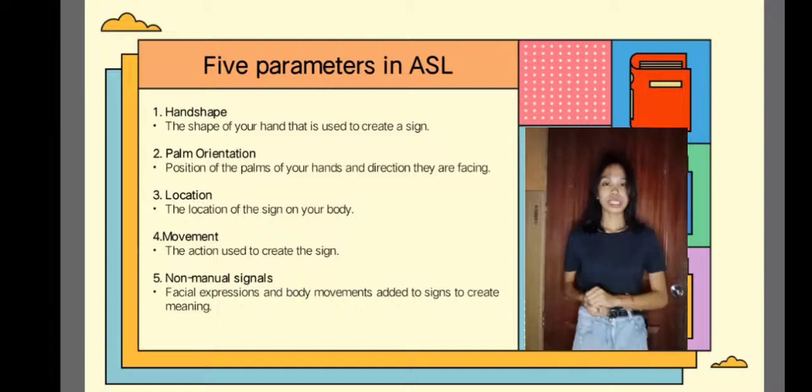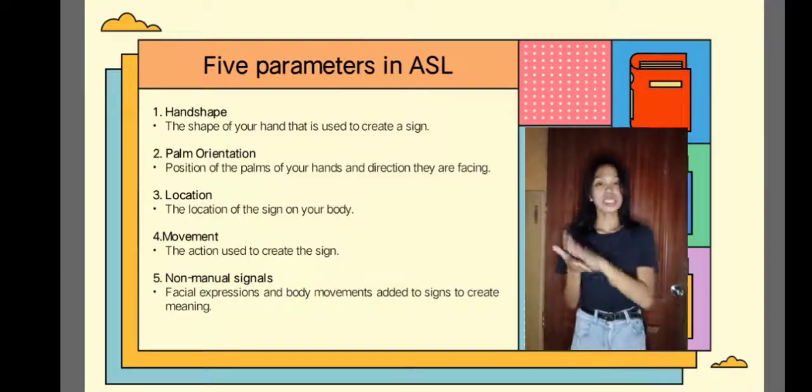Another example is this. This is the sign for college. This is the sign for university. The movement is the same, the location is the same, but the difference is the hand shape. I went from a flat hand for college to a U hand for university.